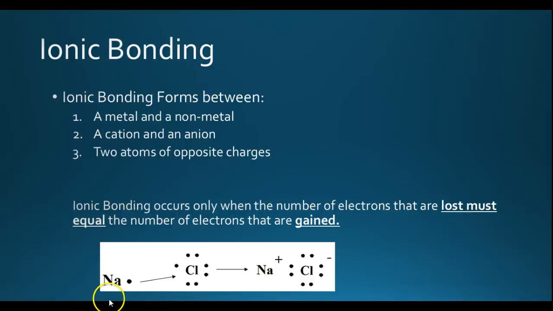Let's take a look at sodium chloride. Sodium wants to get rid of this electron. Chlorine wants to accept it. Therefore, sodium, since it's losing a negative electron, will be positive charged, and chlorine is gaining a negative electron, so it will be negatively charged.